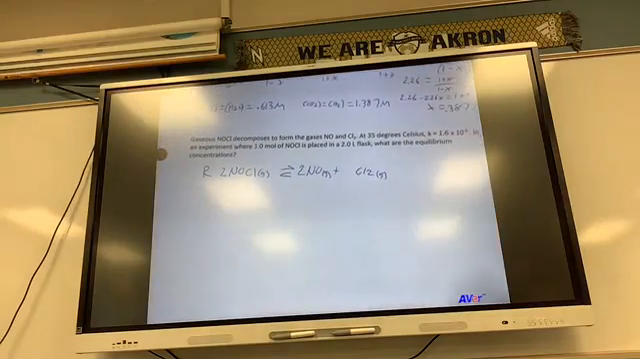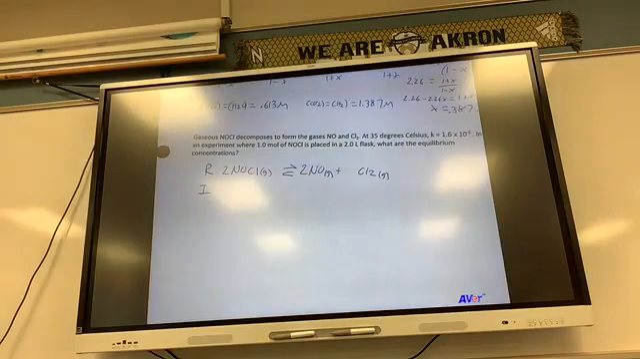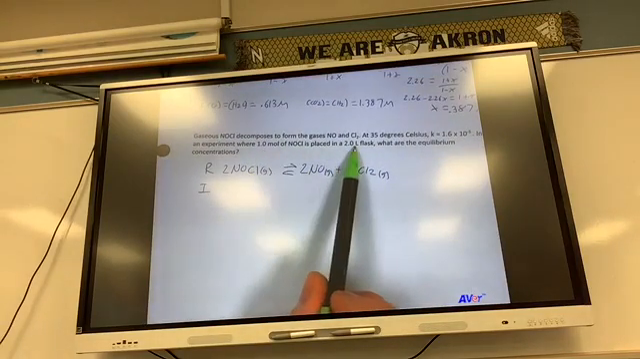So that's my R. Initial. It says I have 1 mole of NOCl in a 2-liter flask.